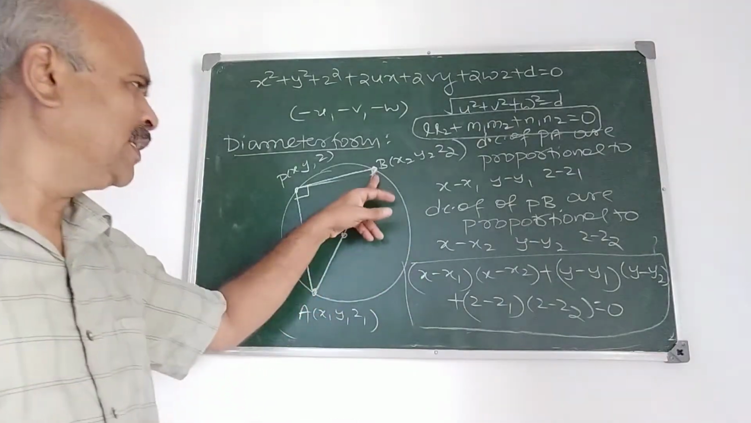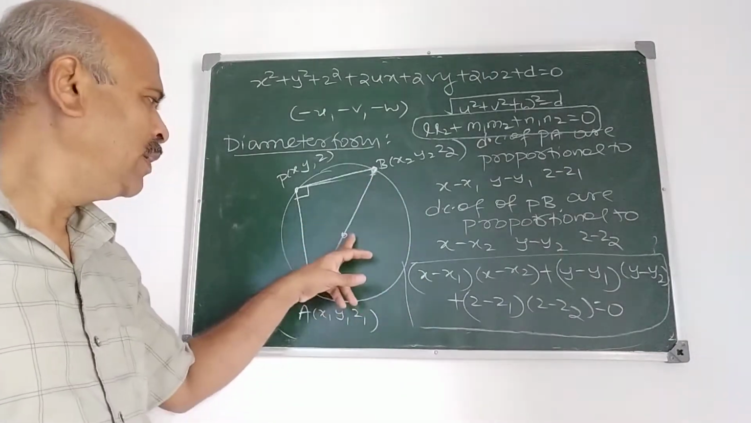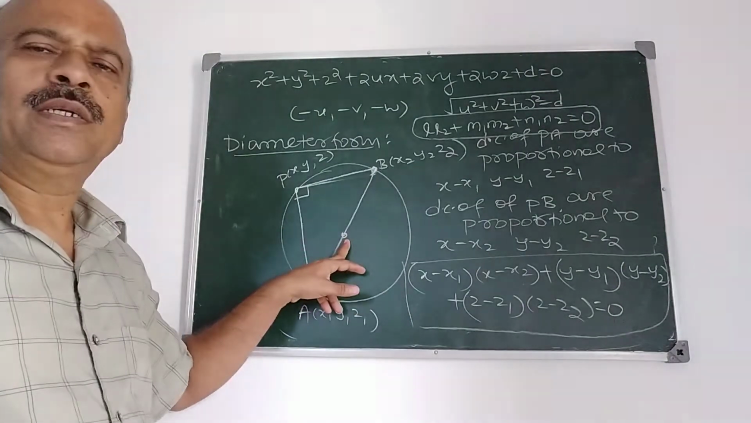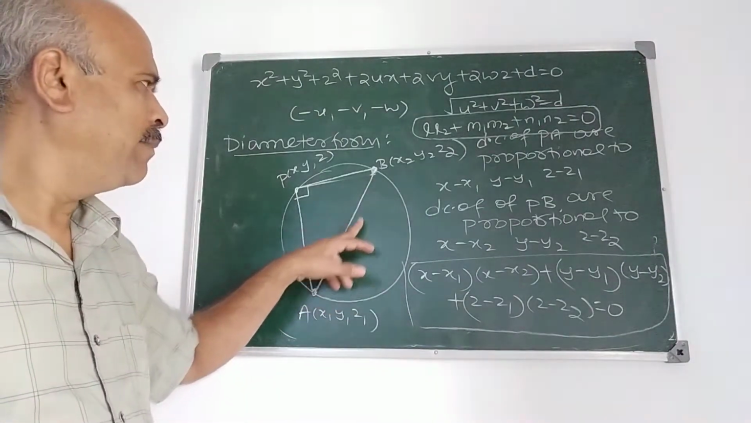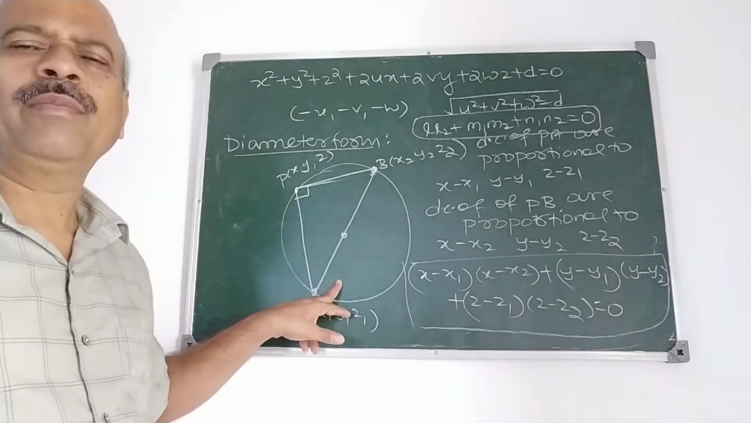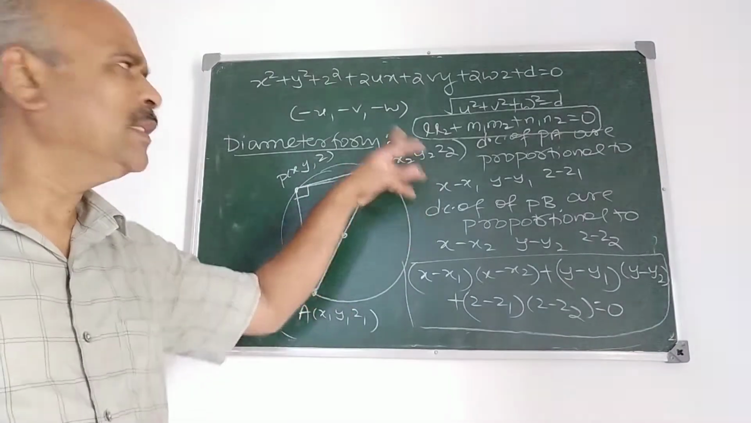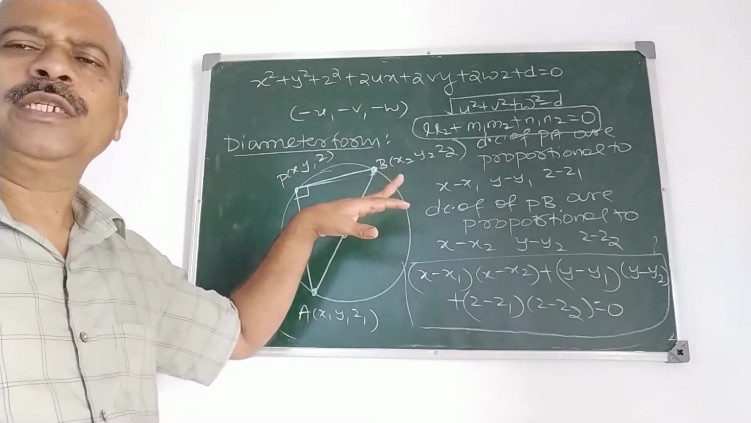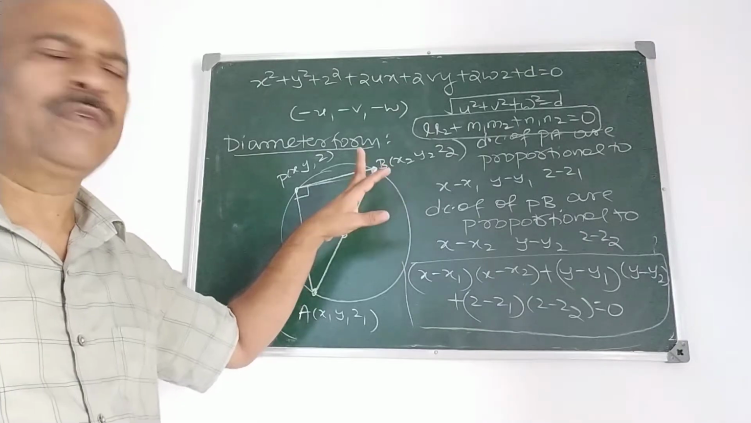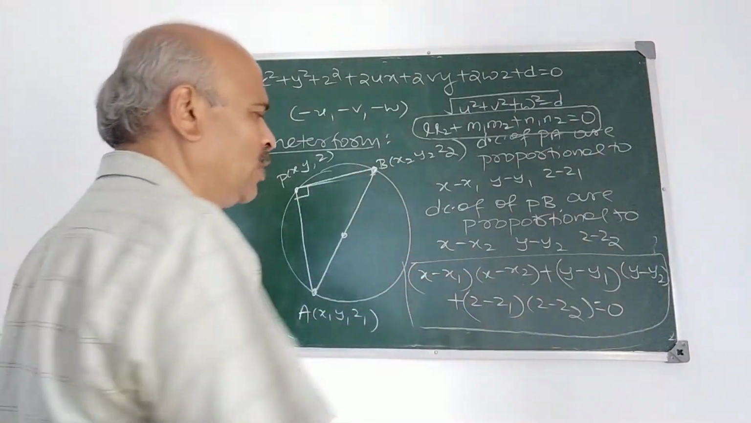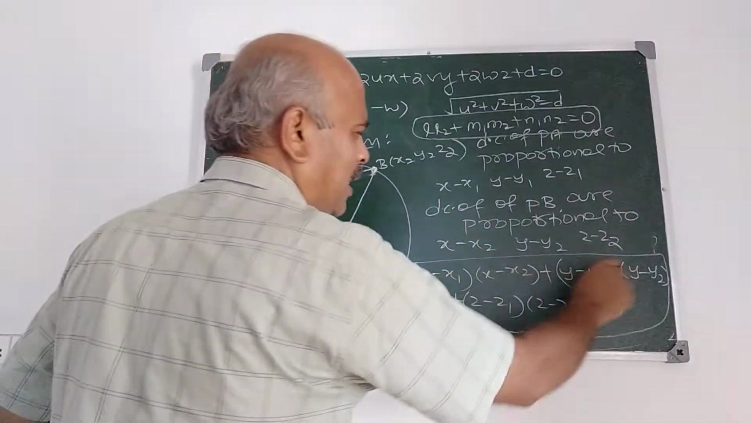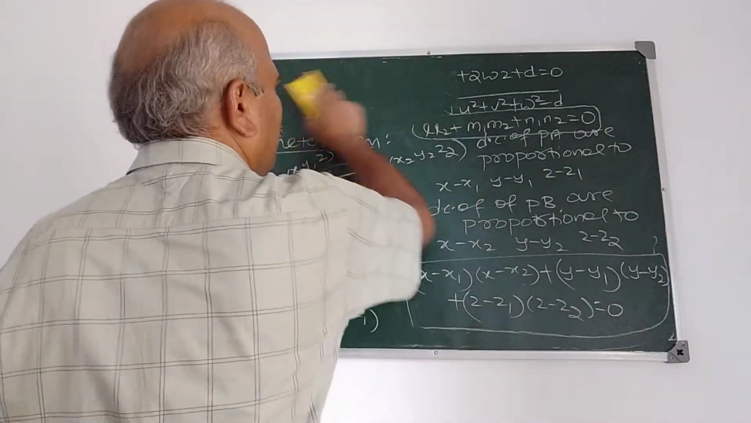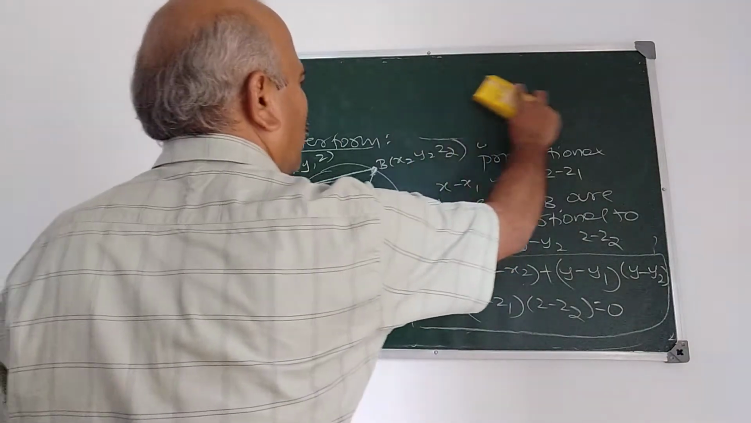See here, one more thing: when two ends of a diameter are given, using the midpoint formula you can find the midpoint. That becomes the center, and the radius is the diameter by 2. Again, you have to apply the central form: (x - α)² + (y - β)² + (z - γ)² = r². But here, you need not find the center and radius. You can directly apply this formula. And this is called the diameter form.